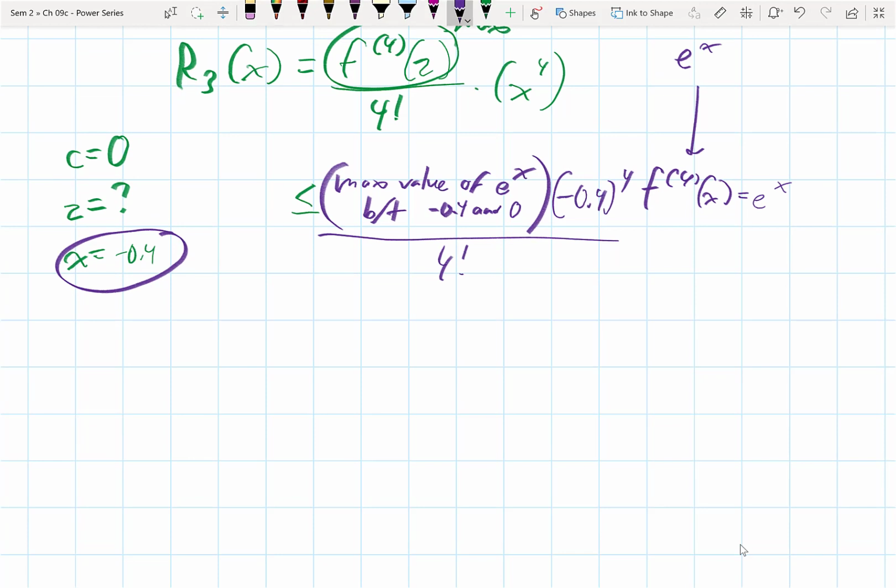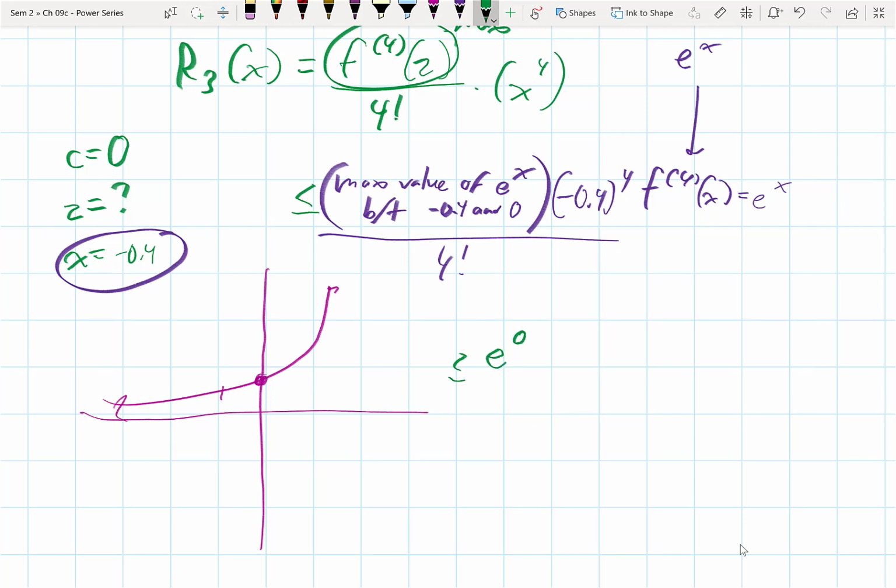So what is the max value of e to the x between negative 0.4 and 0? Well, here's the graph of e to the x. And between negative 0.4 and 0, the max value of e to the x occurs at x equals 0. The max value of e to the x between 0 and negative 0.4 is e to the 0th power.